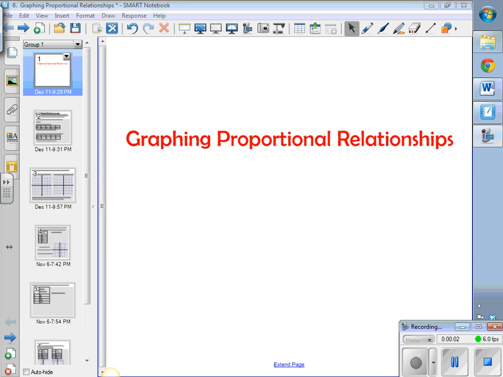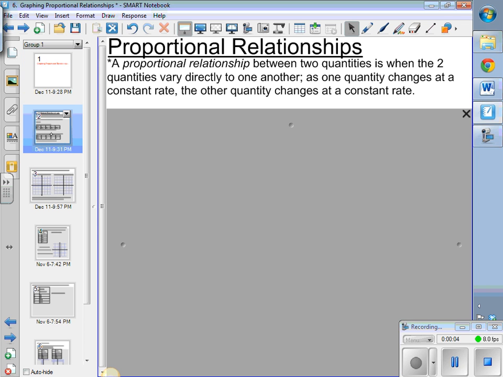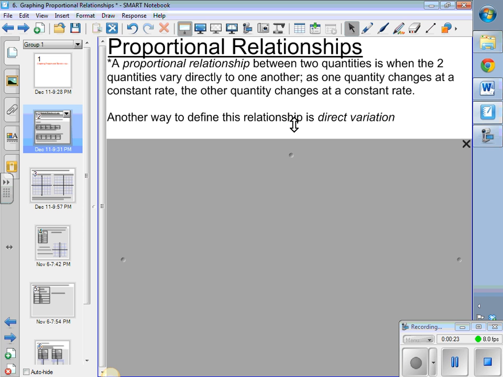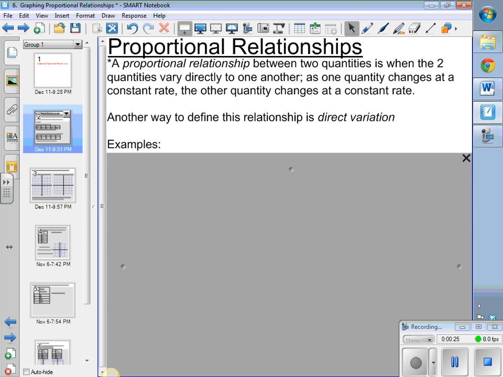Today we are graphing proportional relationships. A proportional relationship between two quantities is when the two quantities vary directly to one another. As one quantity changes at a constant rate, the other quantity changes at a constant rate. Another way to define this relationship is direct variation.